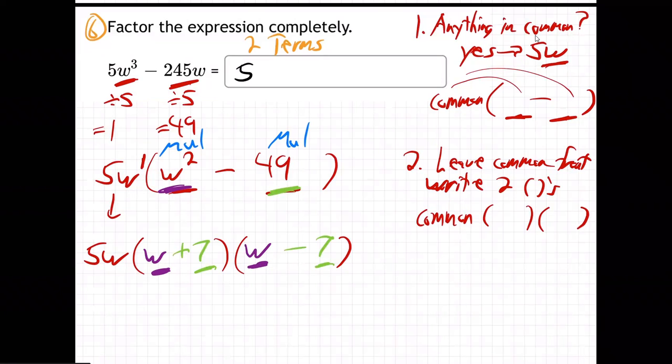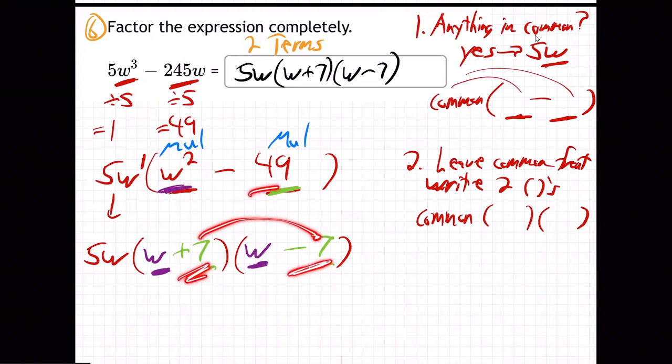Let me write it in up here. 5W, W plus 7, W minus 7. So let me make this clear. So W times W is W squared, and positive 7 times negative 7 is negative 49. And so there it is, and we leave the 5W sitting in the front. And that's our answer. Now, I'll check it just out of interest sake. You don't have to check it, not required, but I think it is instructive.